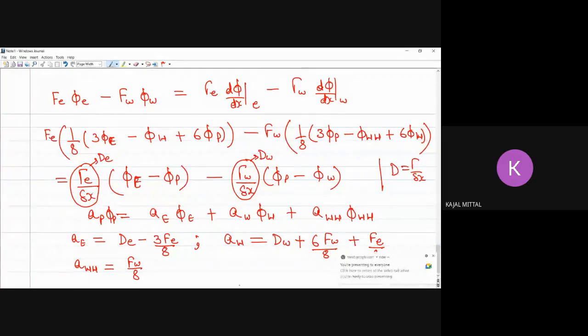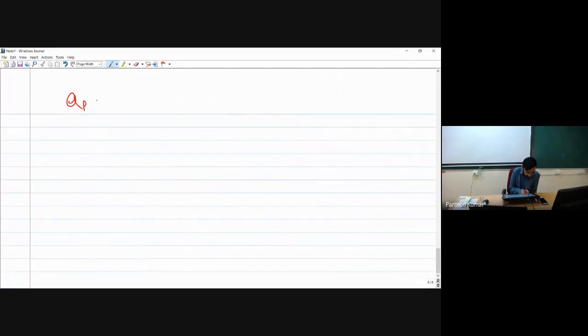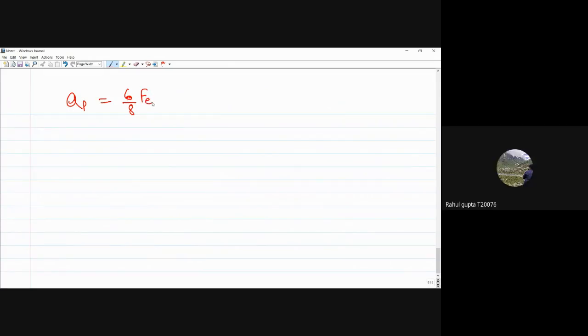So 6 by 8 FE. Okay, let me write. AP equal to 6 by 8 FE minus 3 by 8 FW.